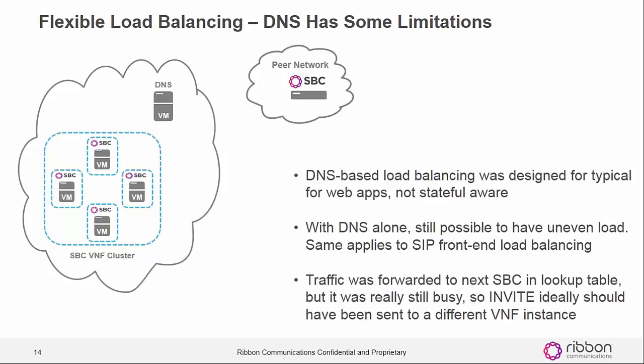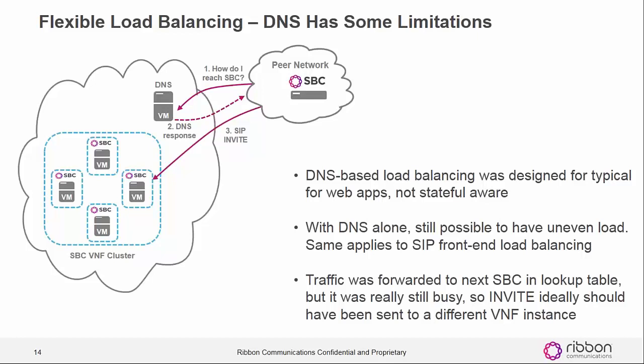Well, again, if DNS isn't really the right solution, and for that matter, we also looked at SIP front-end load balancing, what did we really want to do? So let me show you why DNS didn't really work, and I'm going to move on to the next slide, and I'll show you what we did to figure this out. So imagine an SBC in your network on the left. A peer network SBC wants to send traffic to you. It does a DNS lookup, and it gets back a DNS response, and it says, oh, send your next SIP invite over to this SBC, which is now actually a virtual network function in a cluster of VNFs.